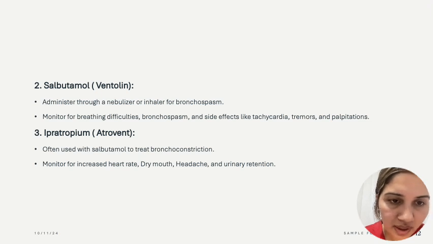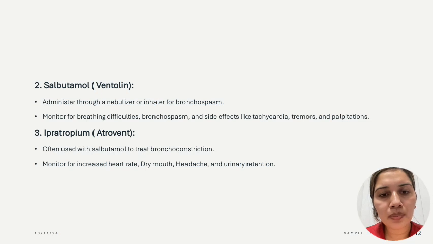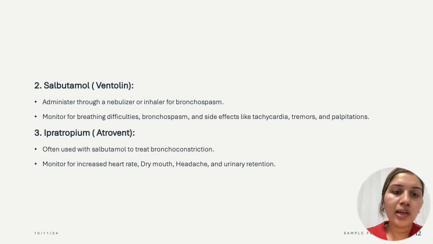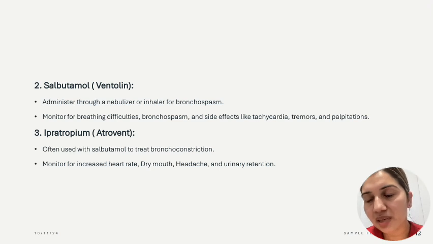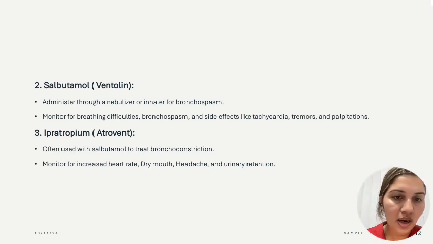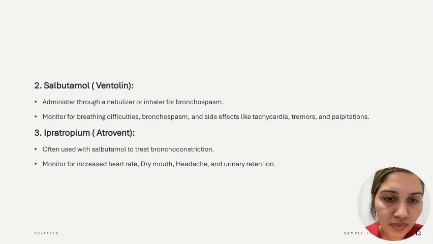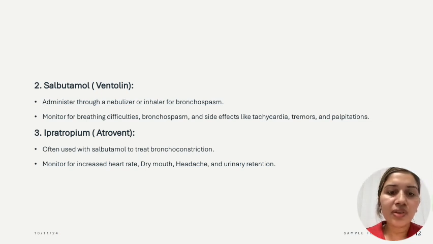Salbutamol or Ventolin. We need to administer salbutamol through a nebulizer or inhaler for bronchospasm. And we need to monitor for breathing difficulty, bronchospasm, and side effects like tachycardia, tremors, and palpitations. And ipratropium or Atrovent is often used with salbutamol to treat bronchoconstriction. We need to monitor for increased heart rate, dry mouth, headache, and urinary retention.